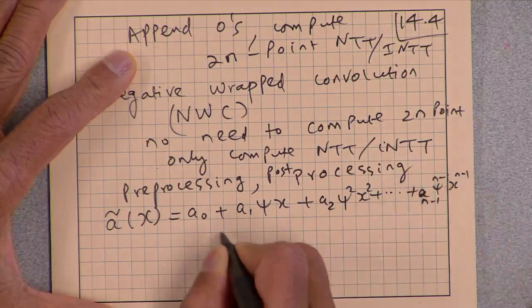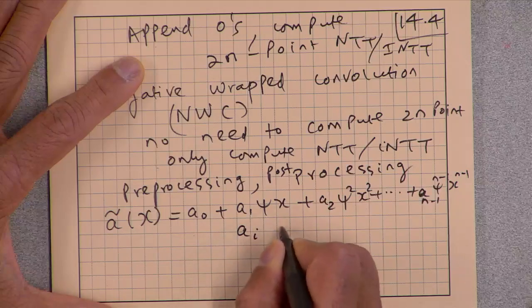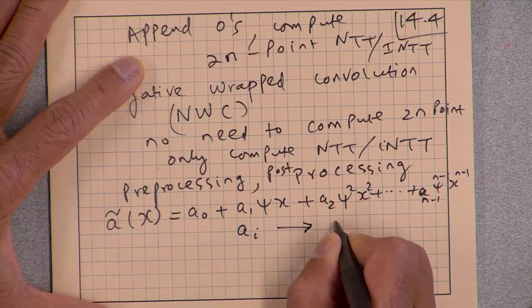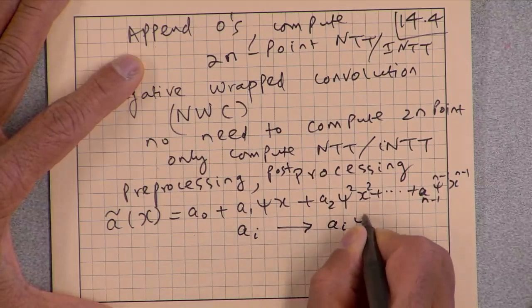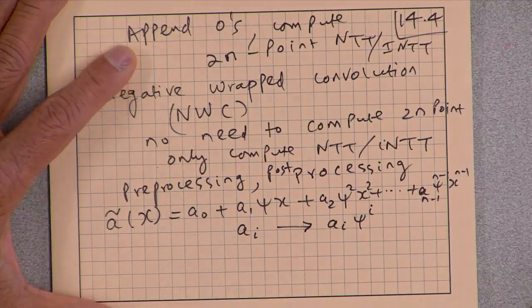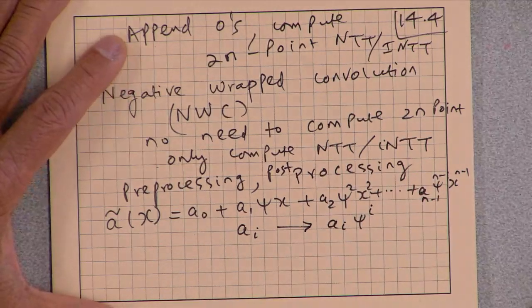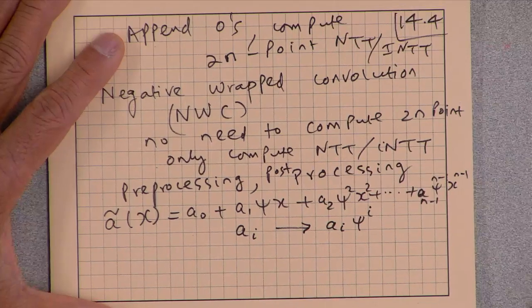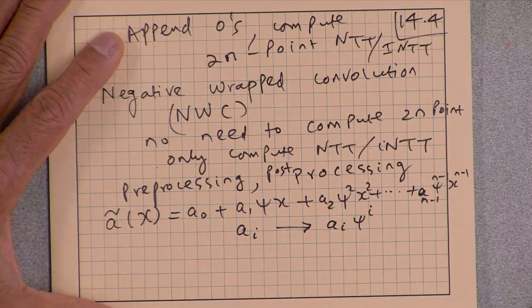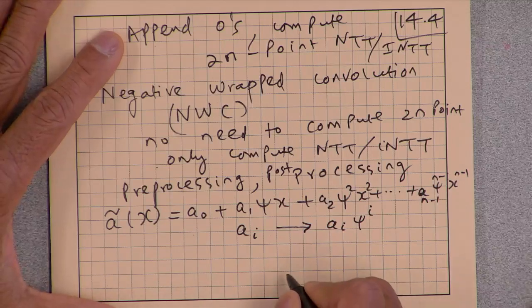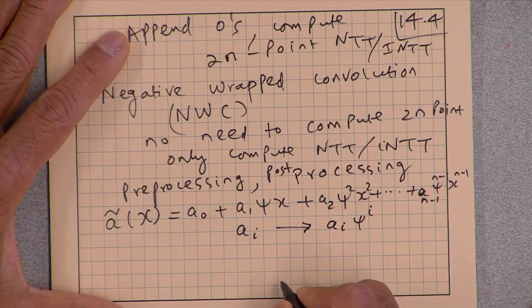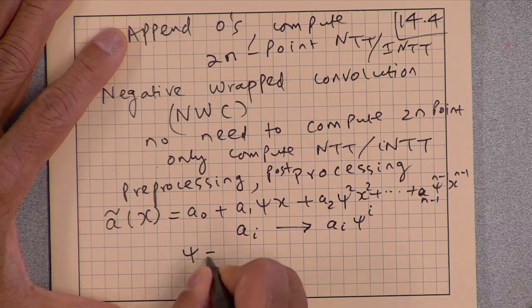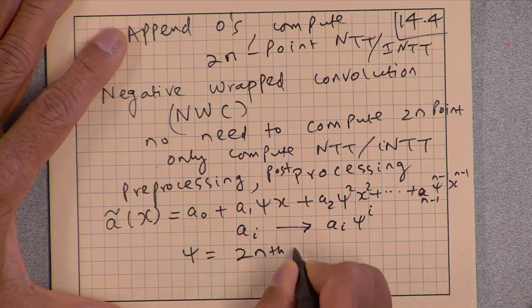So what did we do? We take the coefficient A_I and change that to A_I psi to the power I. That's the pre-processing step. Every coefficient in the original polynomial is now multiplied by psi to the power I. And what is psi here? Psi is now the 2n-th root of unity.